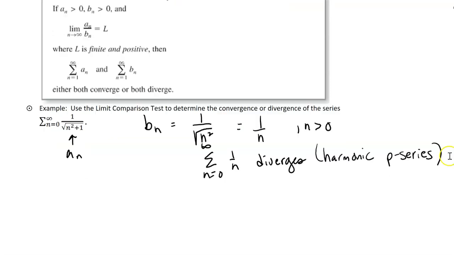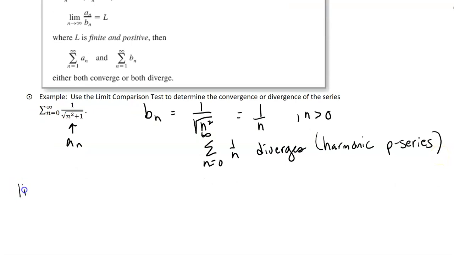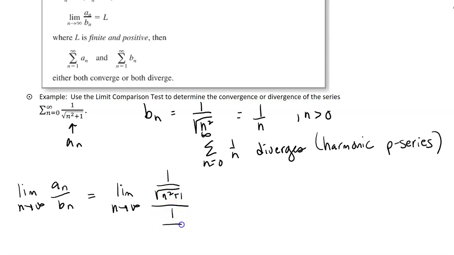So now I'm going to try to use the limit comparison test. I'm going to take the limit as n approaches infinity of a sub n over b sub n, which is going to be the limit as n approaches infinity of 1 over the square root of n squared plus 1, because that's my a sub n, divided by 1 over, let's use this format, the square root of n squared, just because it's going to be a little bit easier to work with. So I'm going to do keep, change, flip to simplify those fractions, and I'll have the square root of n squared over the square root of n squared plus 1.